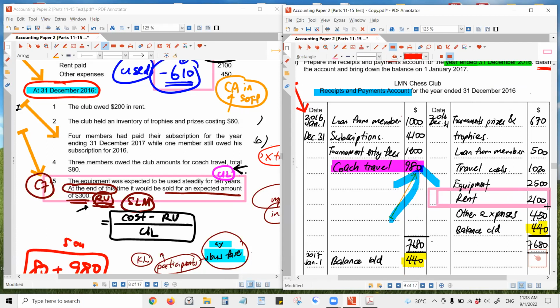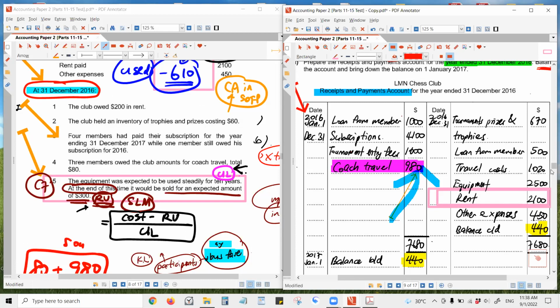Again, $2,100 is the amount you have literally paid during the year. Before you pick up this amount, go have a look at the question. Is there any other amount that is linked to rent? If there is any, you have to look for the amount that you should pay for rent for the current year. The amount that you should have actually paid for rent in the current year.